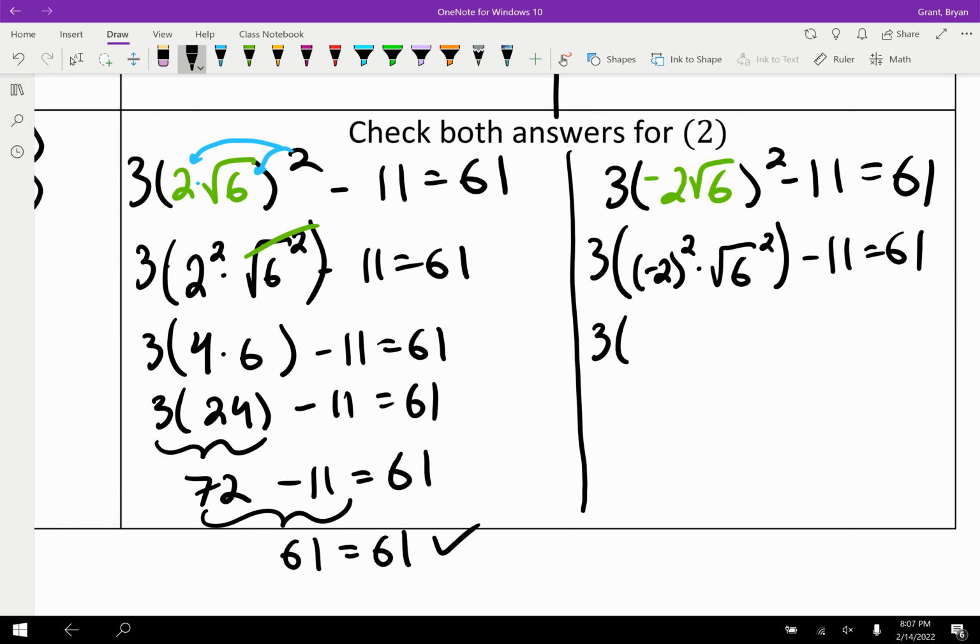You'll notice we pretty much get the same thing here. Negative 2 times itself is 4. This is 6. And I think we've already matched what's on the other side. There's no reason to do the rest.